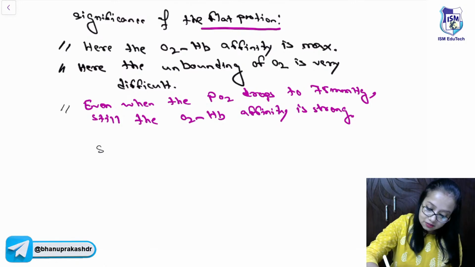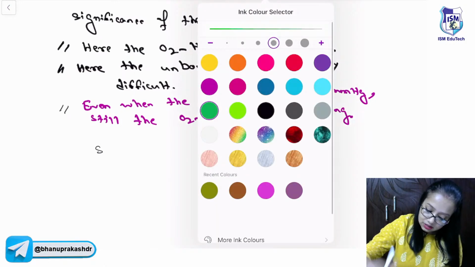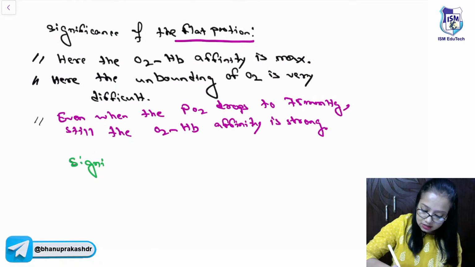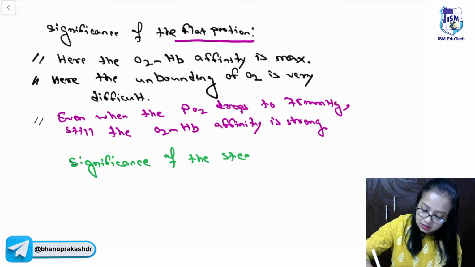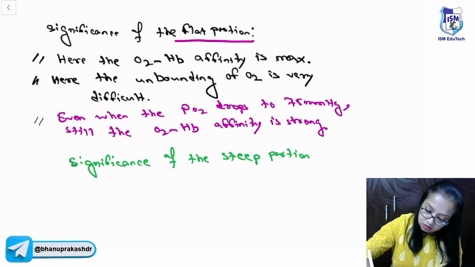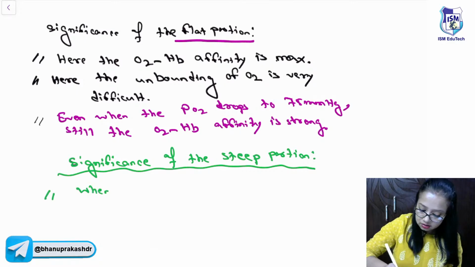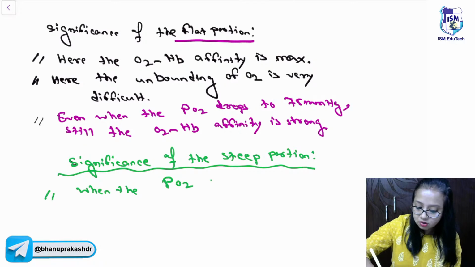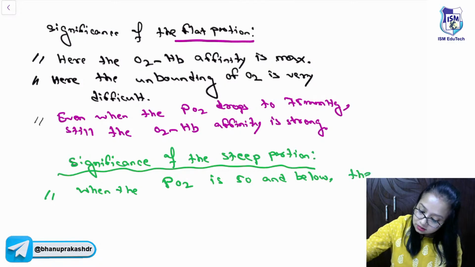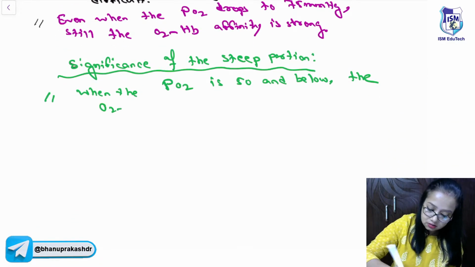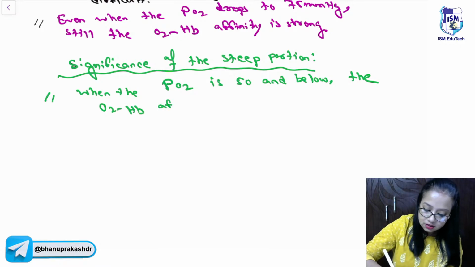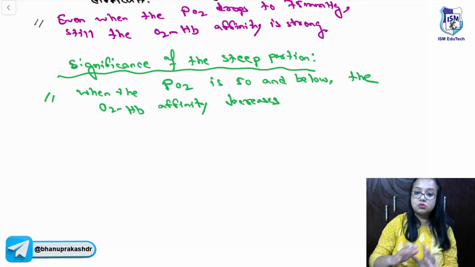So now, the significance of the steep portion of the sigmoid curve. What is the significance of the steep portion? When the partial pressure of oxygen is 50 and below, the oxygen hemoglobin affinity decreases. It starts to decrease.